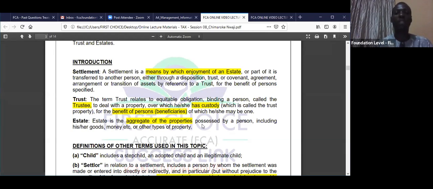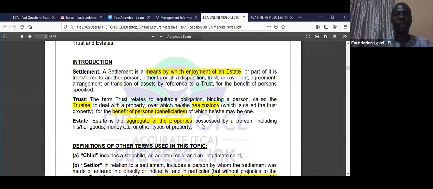Now, what is a trust? The term trust relates to equitable obligation binding a person called a trustee to deal with a property over which he or she has custody, which is the trust property, for the benefit of persons, beneficiaries, of which he or she may be one. So it means that someone will create a trust. That person who is creating this trust is the person who has the estate. It is the person who has the property. He will create a trust and hand that trust over to a trustee.